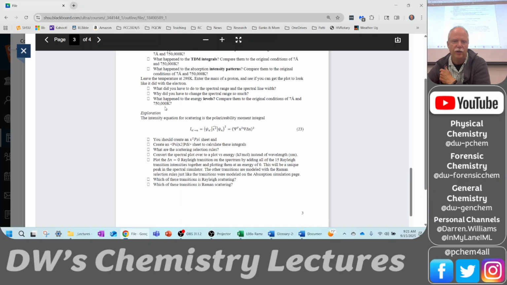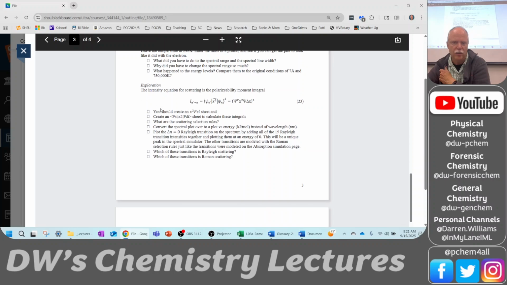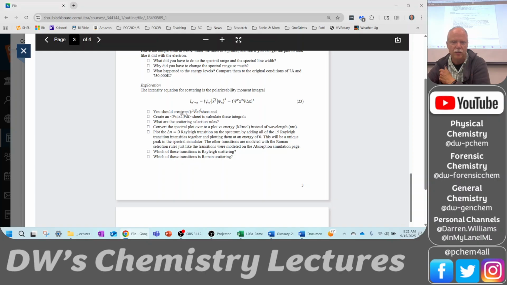So I do have in the exploration section that everybody does the Raman piece. So this is the x squared psi piece, and then this is misspelled actually, but it should be psi x squared psi, not PDI. If you're looking at that going, what is PDI? It should be psi.